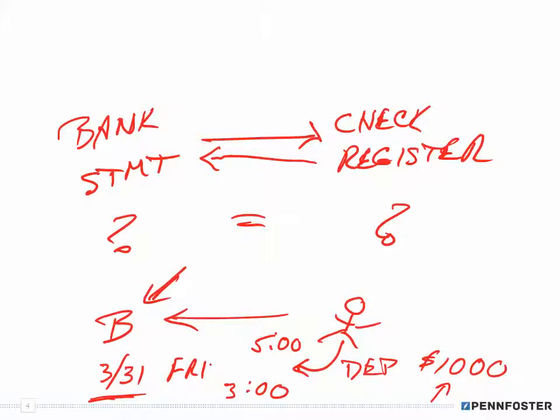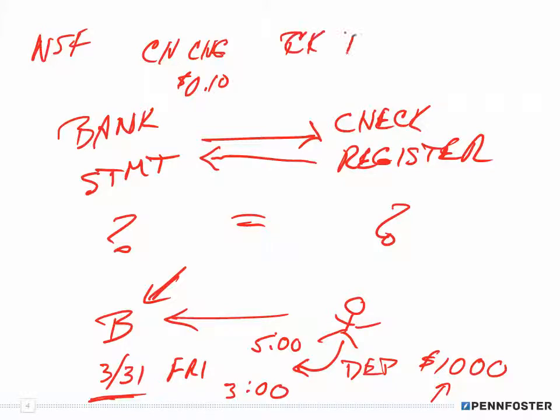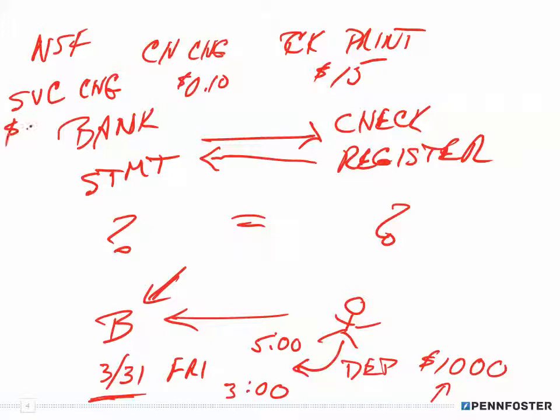So when you're doing this, there are a lot of different differences. There are non-sufficient funds charges and check charges. In other words, maybe you pay per check, say 10 cents a check. There are check printing charges. If you have your checks printed up, it might cost you $15. It all depends upon the bank and whatever they're going to charge. Some banks will charge a service charge, maybe $5 at the end of every month. It all depends upon the bank.